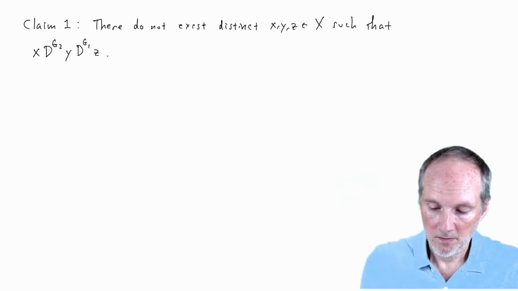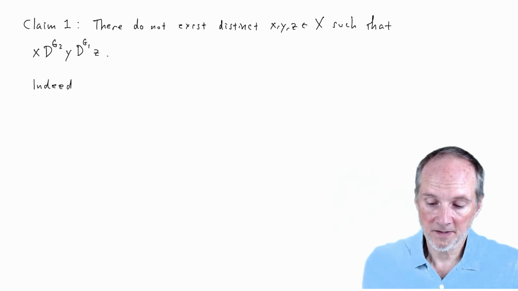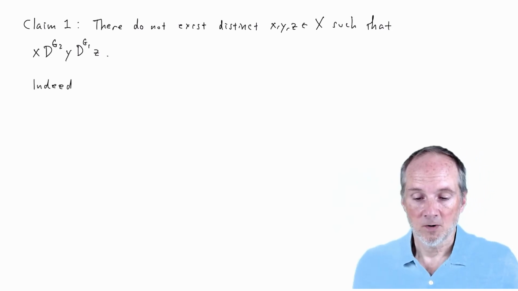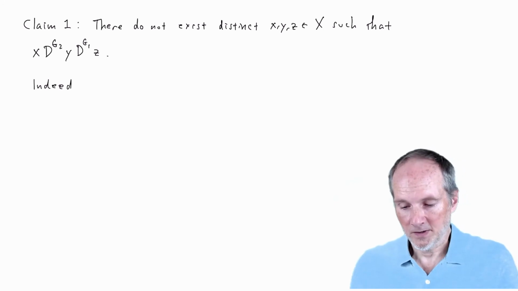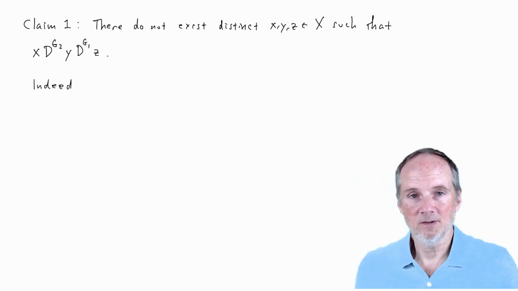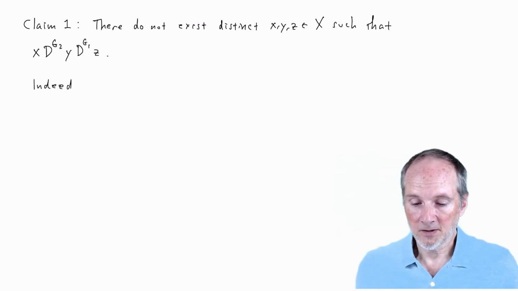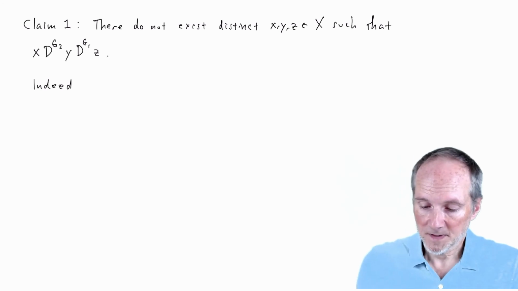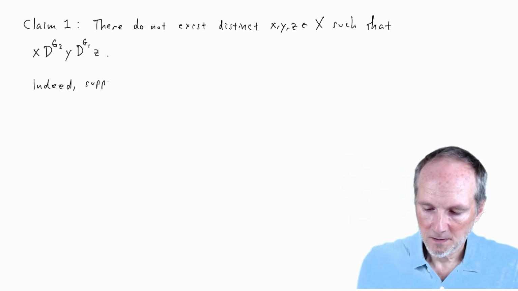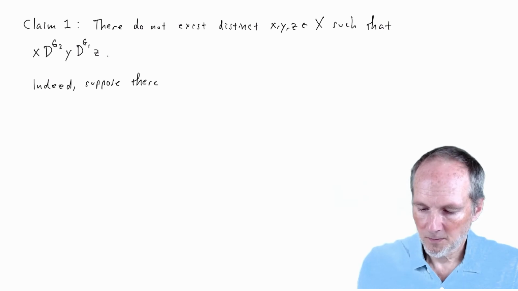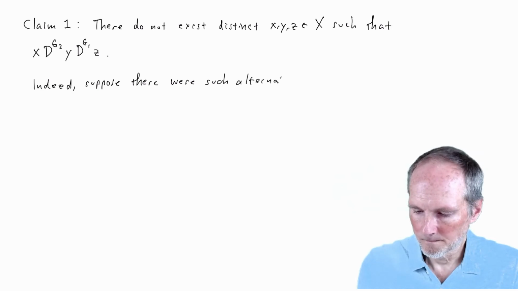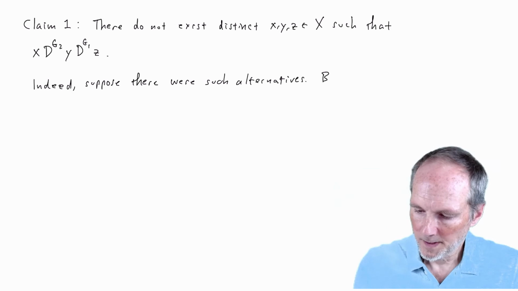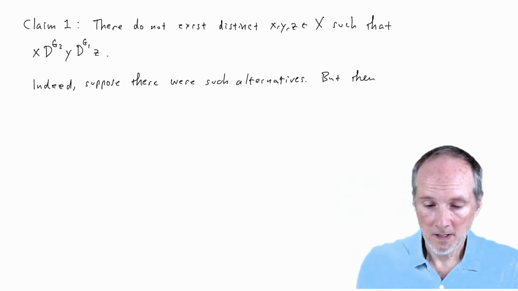And the way I'm going to prove this claim is a proof by contradiction. Notice that we're already in a proof by contradiction. Now we're going to another one within that, sort of a deeper layer, and that's completely fine. You can have nested proofs by contradiction. So what I'm going to do is suppose there were such alternatives. Okay, but then we could choose a profile as follows.